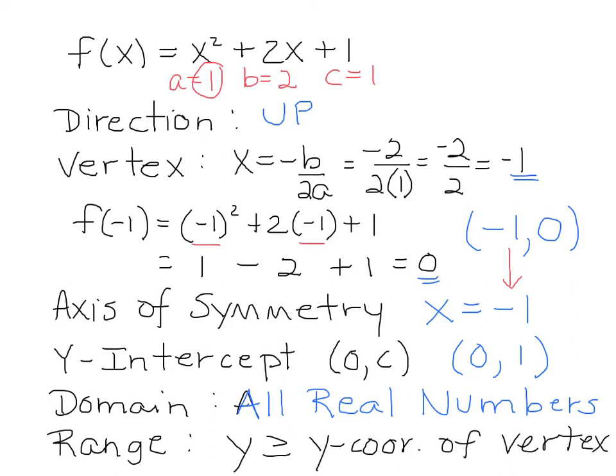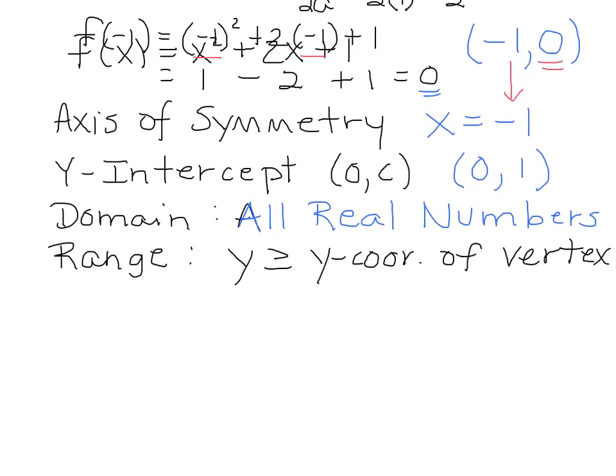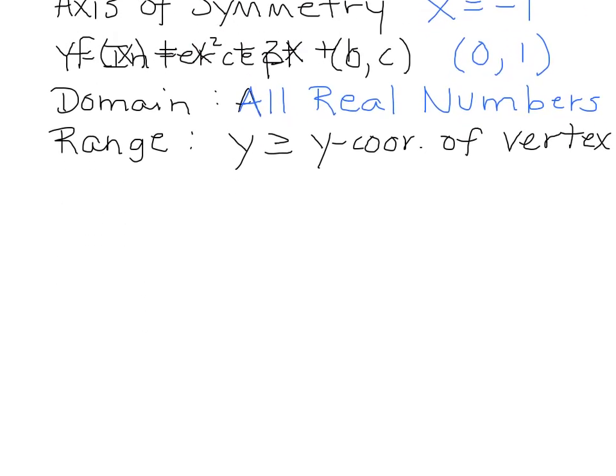If it opens down, it would be less than or equal to that. So in our problem, our vertex has a y-coordinate, let's go back and look at that, of 0. So our range would be y greater than or equal to 0. That is, the entire graph starts on the y at 0 and goes up.